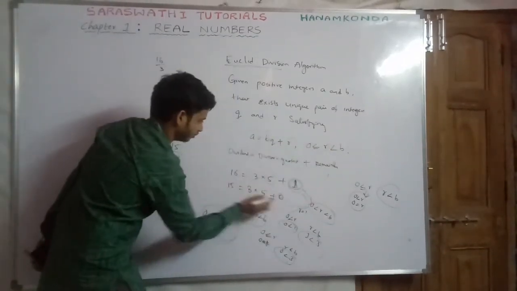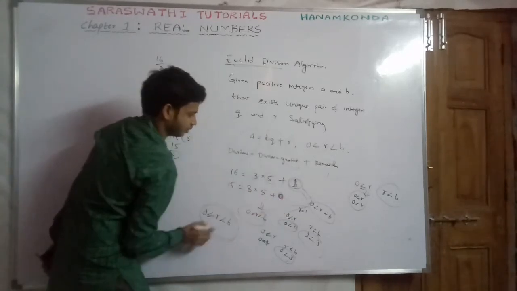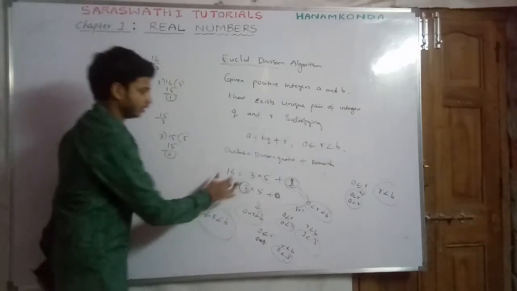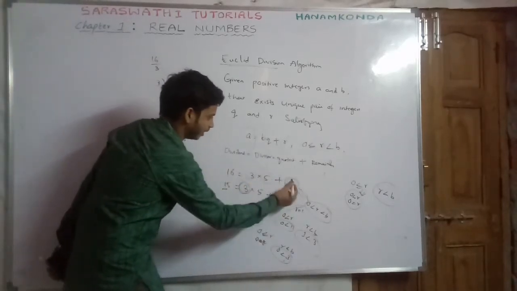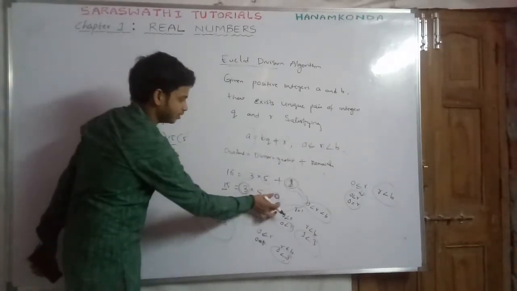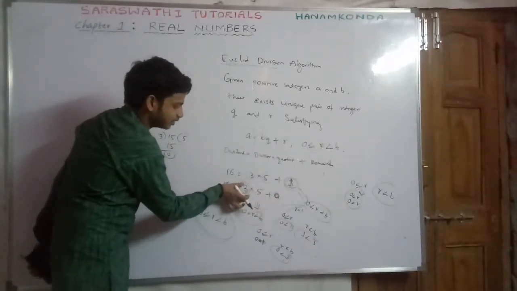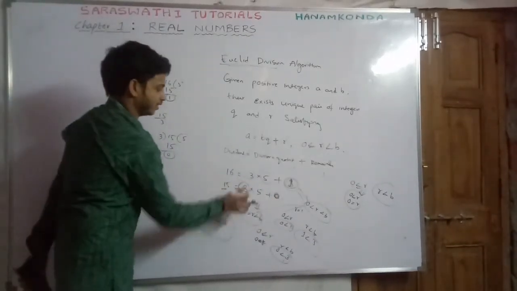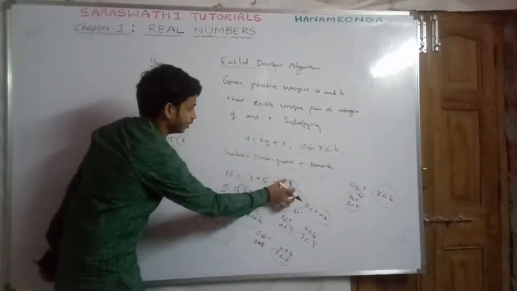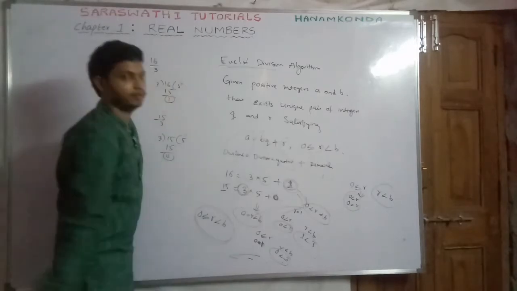And if we observe here, the remainder is 0, so that means 15 is divisible by 3. In the case of 16, the remainder is 1, that means 16 is not divisible by 3. So when the remainder is 0, the dividend is said to be exactly divisible by the divisor. So only 15 is divisible by 3 but not 16, since the remainder is 1. So this is all about the Euclid division algorithm.